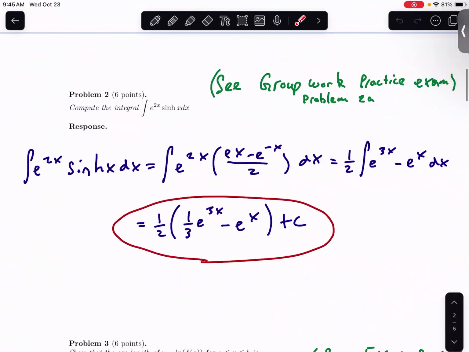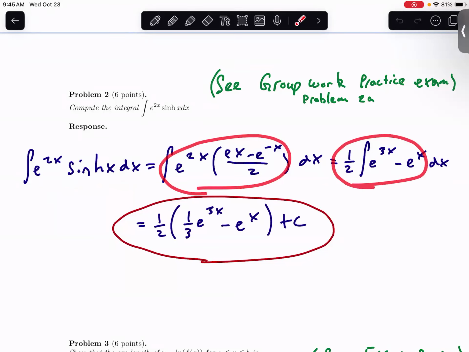I think problem 2 gave people a lot of difficulty, because I think they were trying to do integration by parts, which is a valid way of doing things. Some people were able to go through it correctly. But the main trick is you can rewrite hyperbolic sine in the following way, just using the definition of hyperbolic sine. If you do this, you end up getting something that's a lot easier to compute.